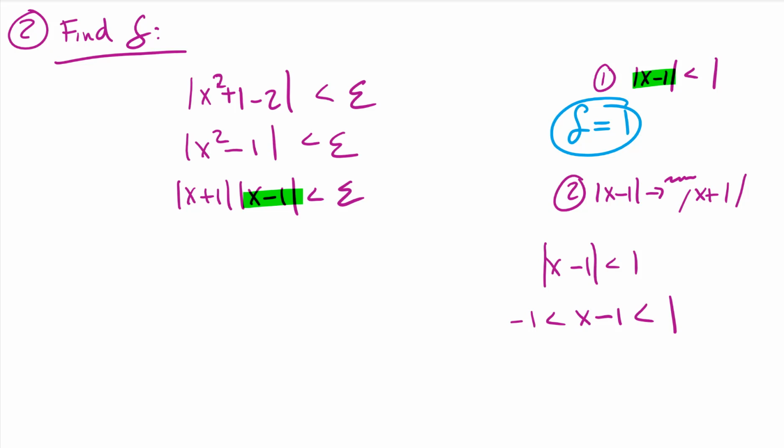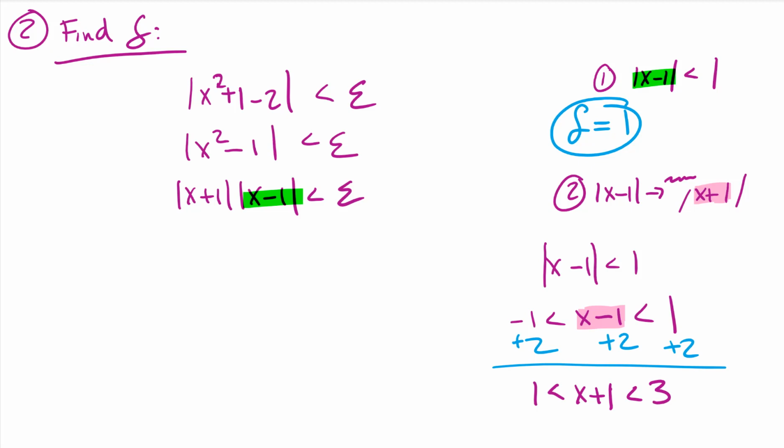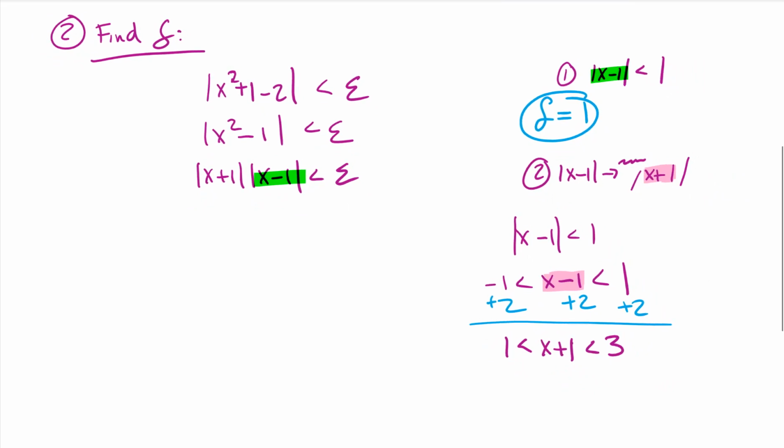Now we want to make this x minus 1 look like x plus 1. So what do we need to add to minus 1 to make it plus 1? That's right, we have to add 2. So we'll add 2 to all three, for lack of a better word, sides. And we end up with 1 is less than x plus 1, which is less than 3. Now let's explain why we choose this 3. And why don't we choose the 1?